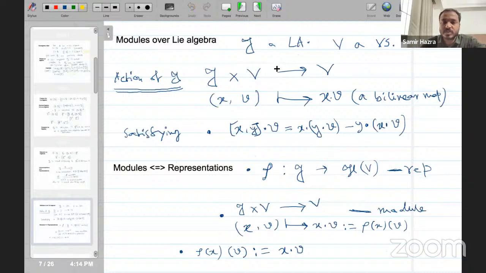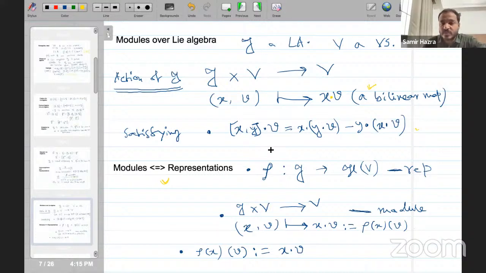Now modules over Lie algebras. So representations and modules are the same thing, which will follow from here. So anyway, we want to define them. Suppose G is a Lie algebra and V is a vector space. Then we define an action of G on V by this. Basically, this is a bilinear map from G × V to V, and (x, v) goes to x·v. So this is the action, how G acts on V. It must satisfy this condition, which says how the bracket of two elements acts. The bracket of two elements must act like this for V to become a module over G.